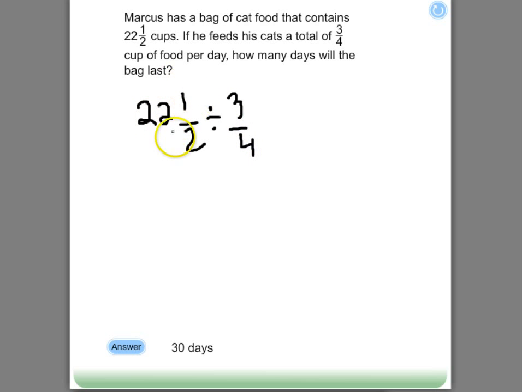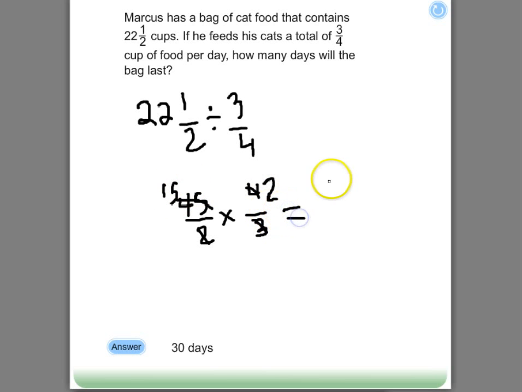Please remember to change this to an improper fraction. So this will become 45 over 2, times, then we flip the second fraction, 4 over 3. All right, so 2 cancels, 4 becomes a 2, and 3 cancels, and 45 becomes 15. So then we have 15 times 2, and we get 30. So the bag will last them 30 days.